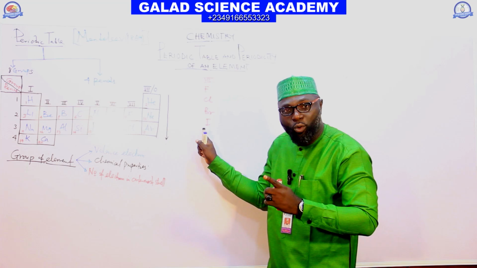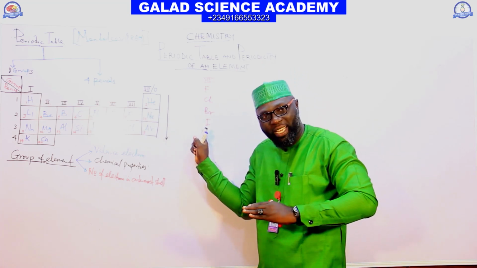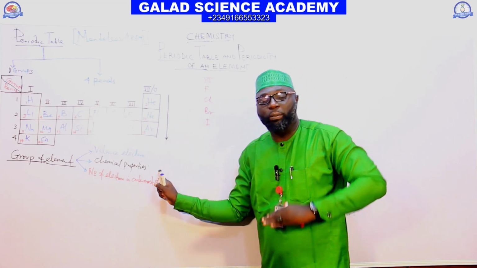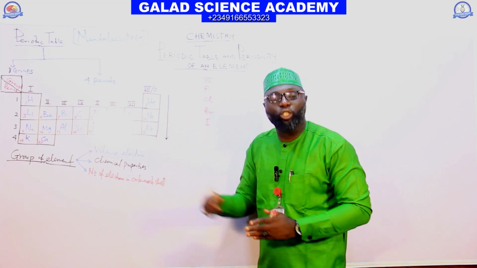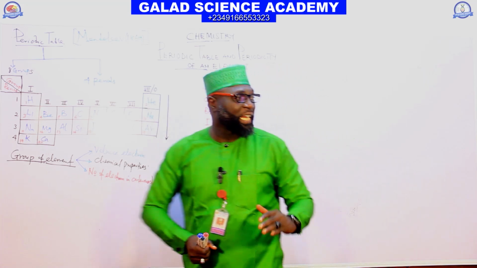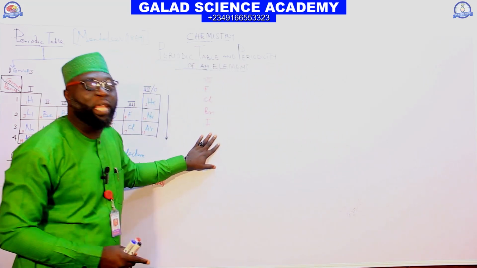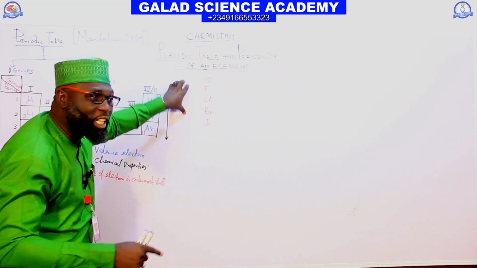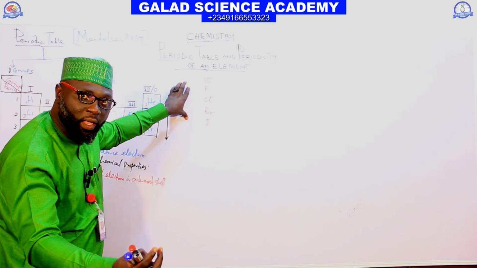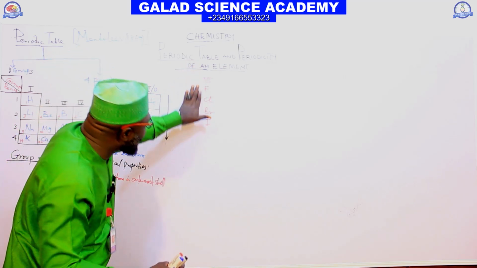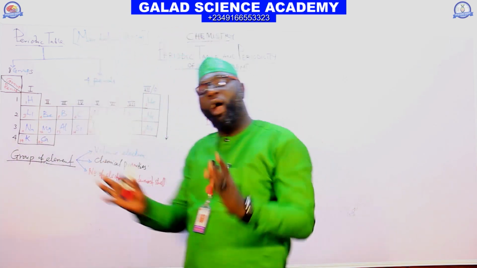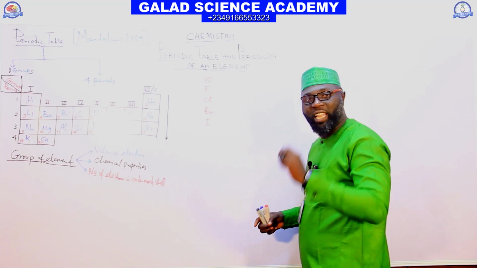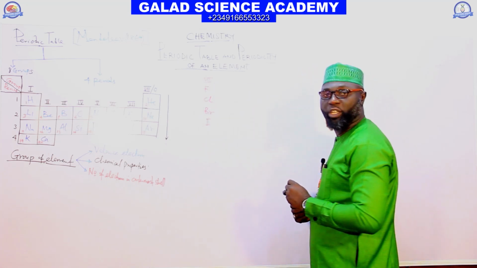Elements of the same group are of the same family. They must have the same chemical properties. And again, how are you going to determine the group of an element? You can determine the group of an element by counting the number of electrons in their atom's shell. All the elements of the same group must have the same number of electrons in the atomic shell.